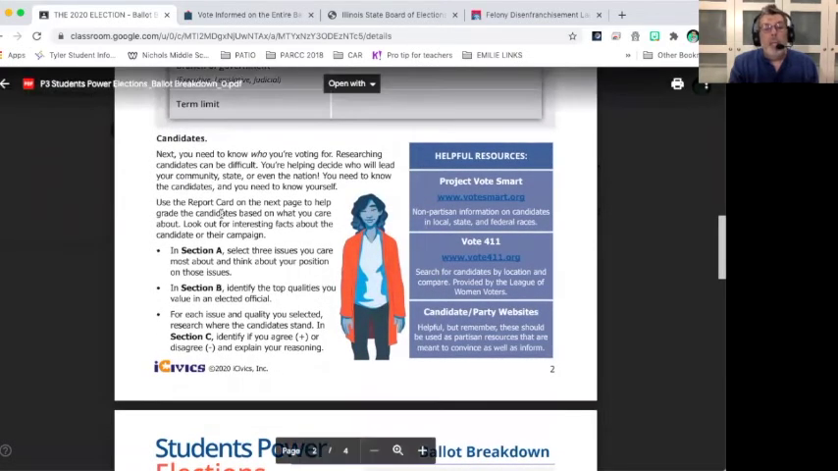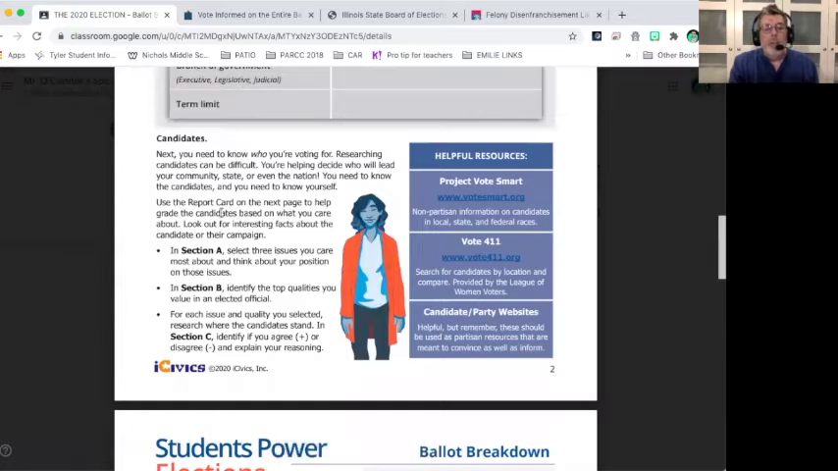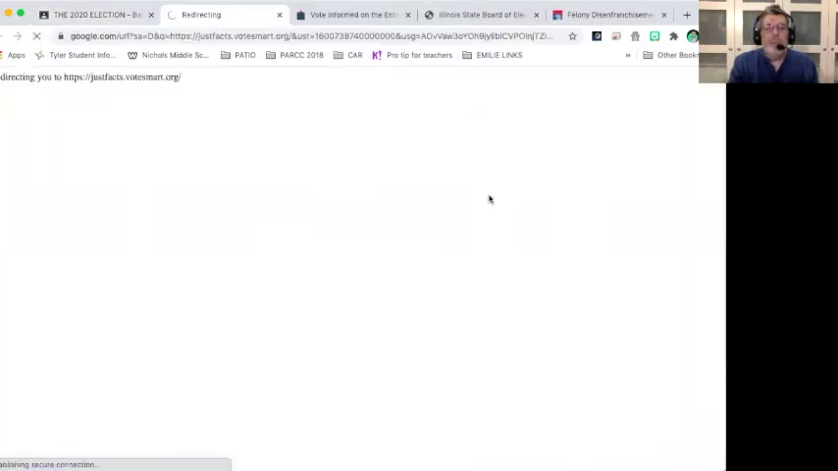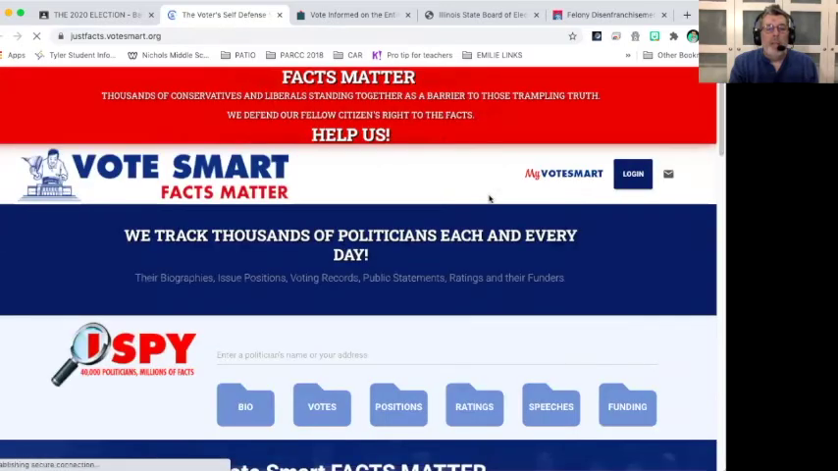And then you want to know about the candidates. So you're going to see here in section A, you're selecting 3 issues you care about. In B, you're identifying top qualities of an elected official. And C, you identify if you agree or disagree with their positions, right? So to get that information, you go to Vote Smart. And here's where you'll be able to look up specific candidates.